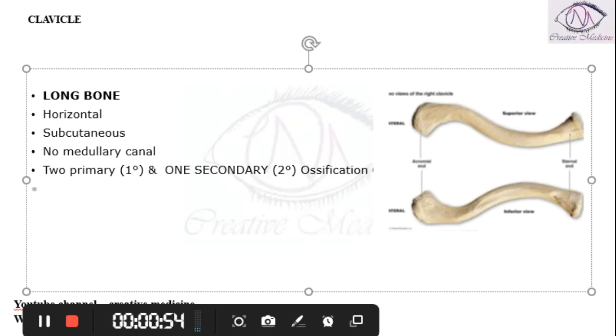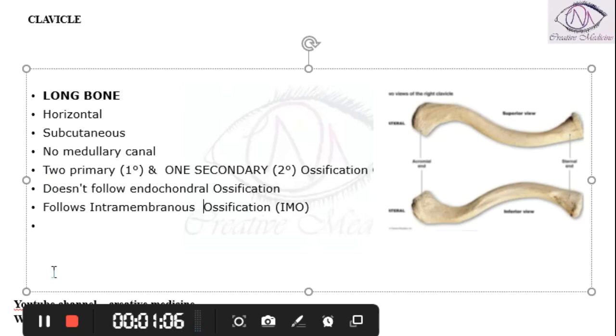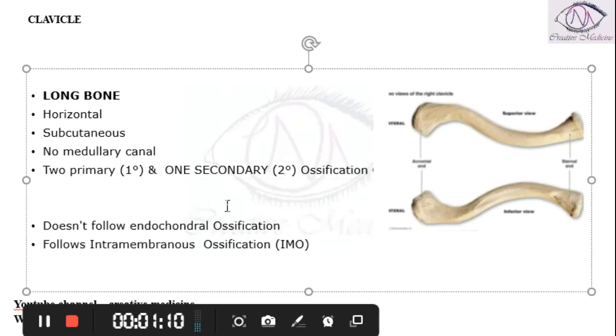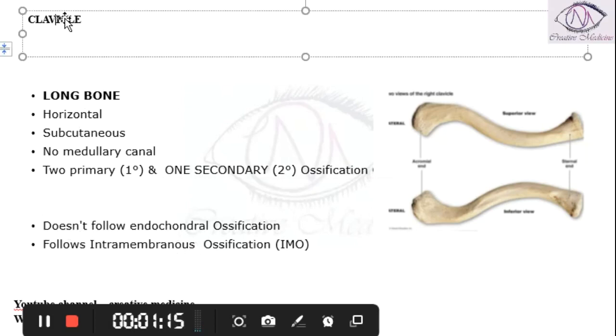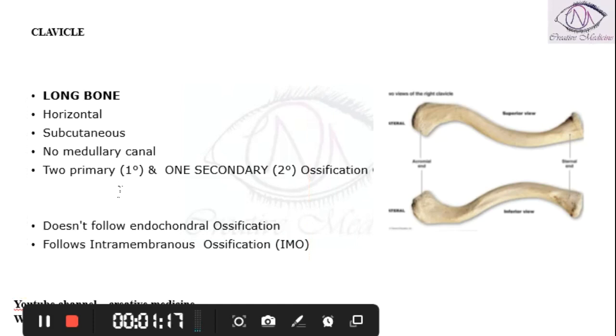And this does not follow enchondral ossification. Okay, this clavicle does not follow enchondral ossification, so it follows intramembranous ossification. Though it is a long bone, it does not follow enchondral ossification, but it follows membranous ossification. Actually, most of the long bones will follow the enchondral ossification, but the clavicle will follow membranous or intramembranous ossification. So it is a horizontal bone, a subcutaneous bone, with no medullary canal.